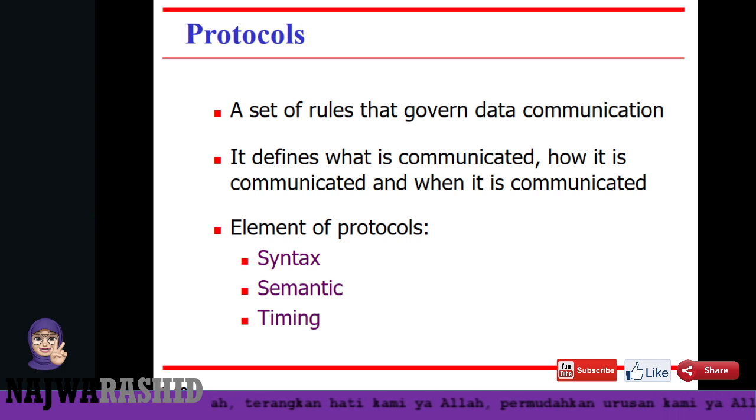So there are three elements in the protocols. The first one is syntax. I believe that most of you are already familiar with the word syntax, especially in the programming part. Second is the semantic, and the third one is the timing.